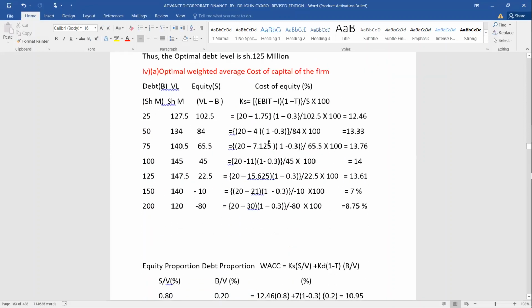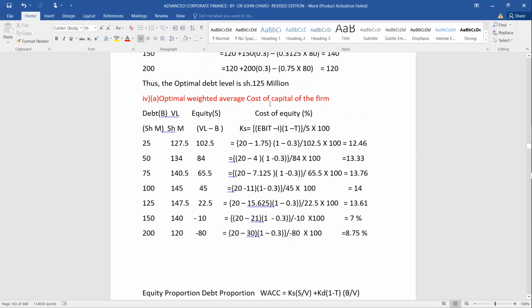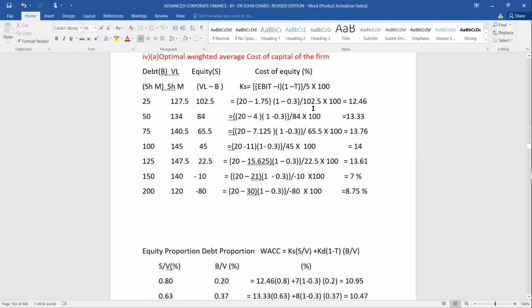So we are required to establish the optimal weighted average cost of capital of the firm. Debt, we know 25, 50, 75, 100, and so forth. Value of a levered firm, that is it. Market value of equity is residual. So 127.5 minus 25, you know, 102.5. 134 minus 50, market value of equity is 84.